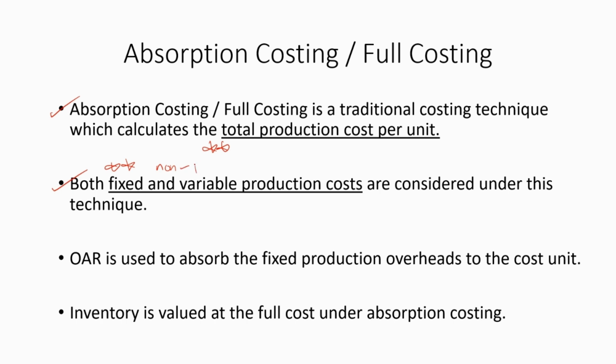Non-production costs will not be considered. The overhead absorption rate is used to absorb the fixed production overheads to the cost unit. This is the overhead absorption rate. Inventory is valued at the full cost under absorption costing.